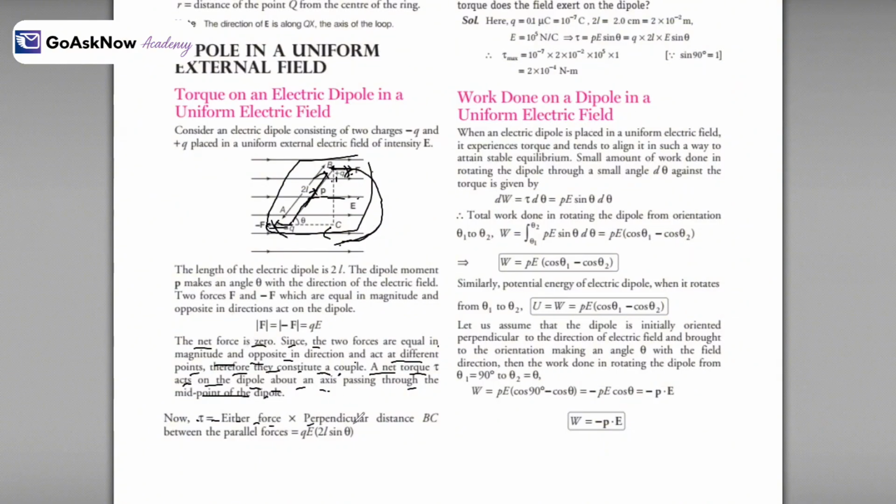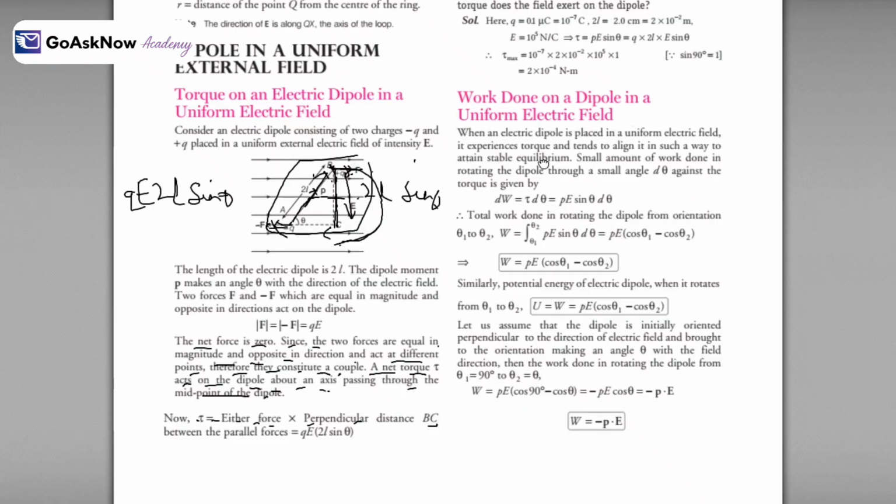Now tau is equal to either force into the perpendicular distance BC. Here BC is the perpendicular distance, and you can take either force. So the torque value is equal to QE into 2L sine theta. Why 2L sine theta? Because 2L has a component in this direction of 2L sine theta. That is why QE 2L sine theta is the torque value here.